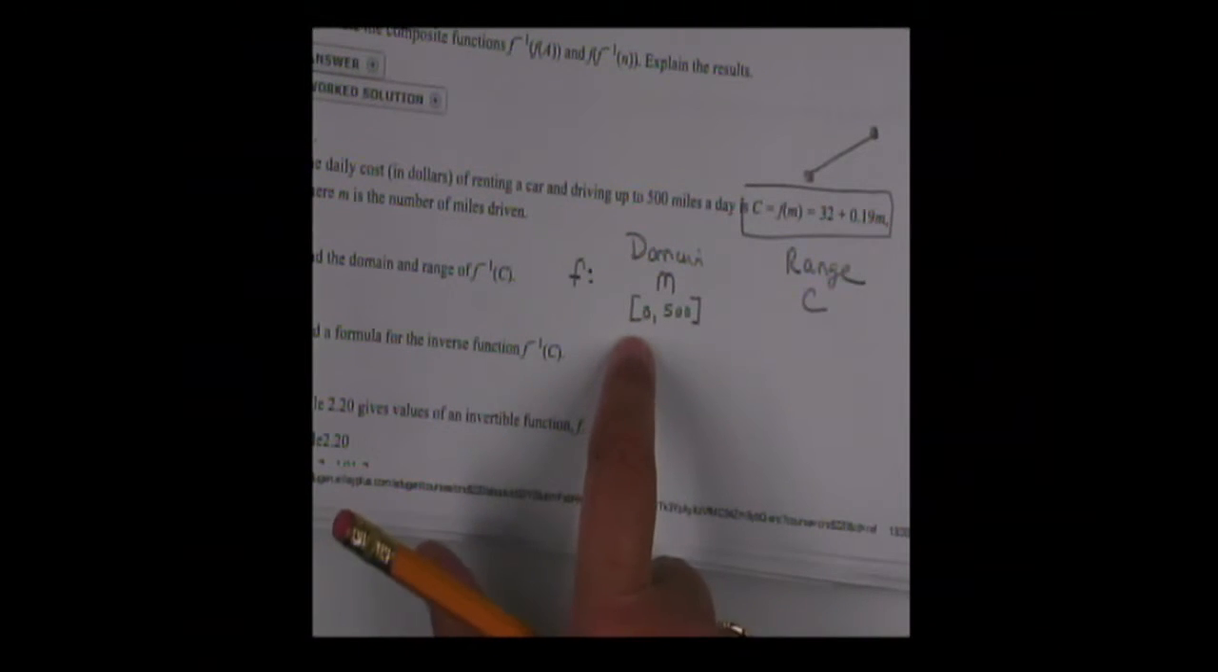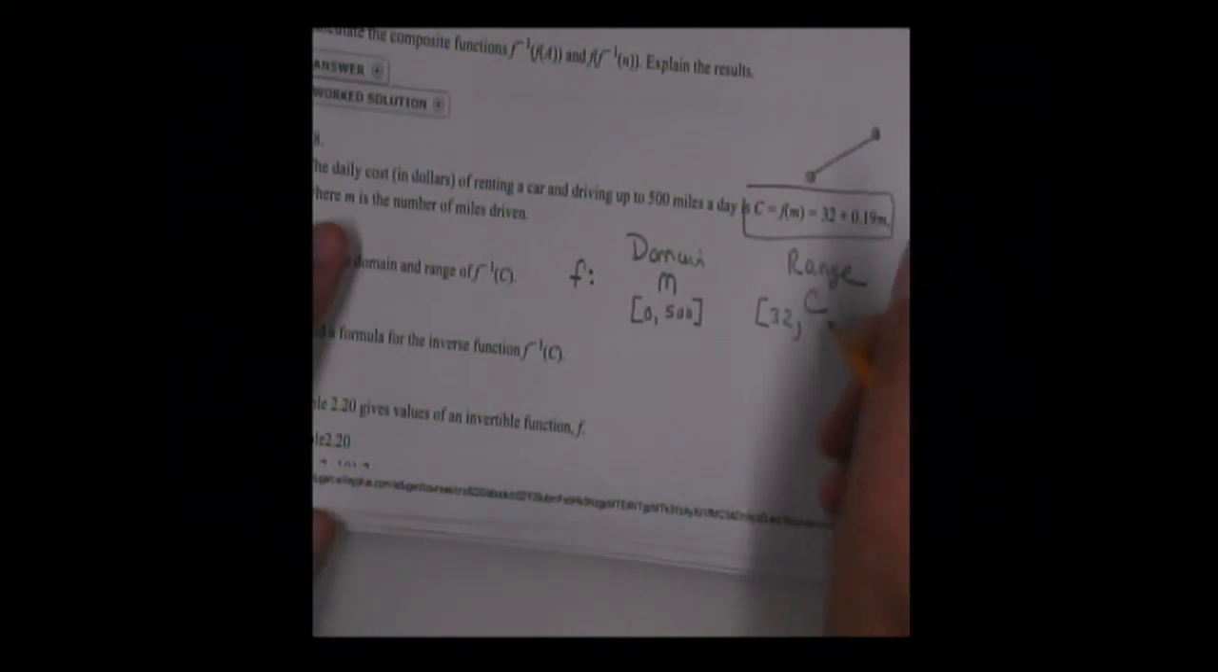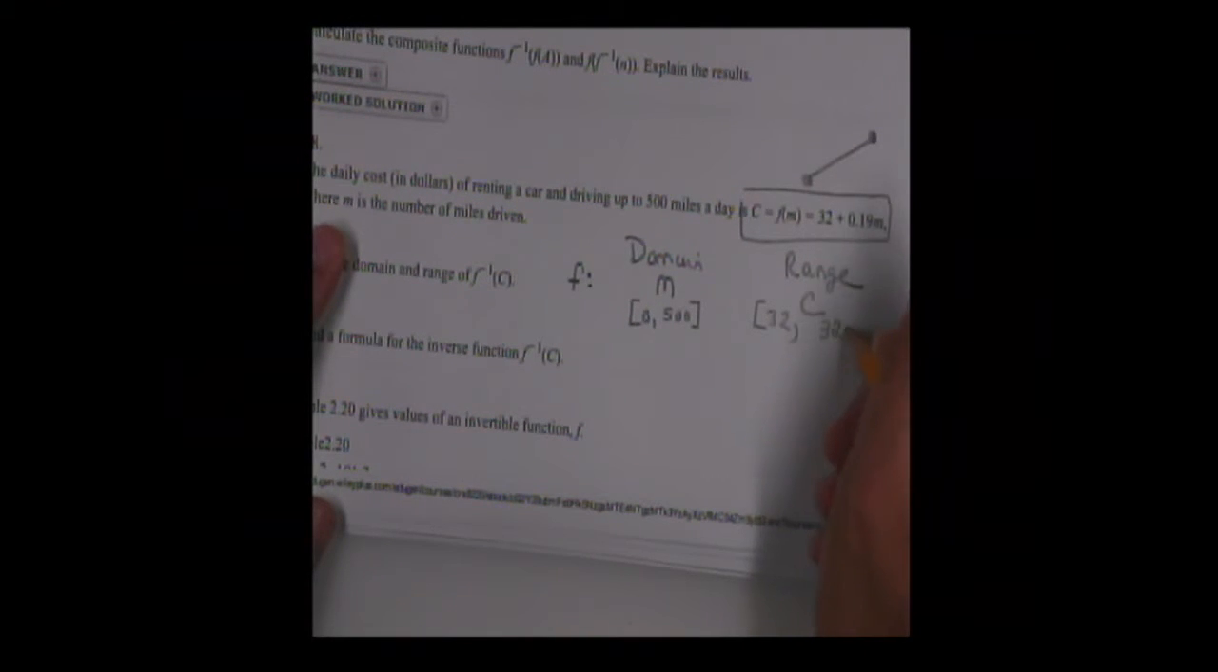So to get the range, the easy one is to do the 0. So if I put 0 in, what does that give me? 32. And then I'm going to cheat. To get the upper value, it's just going to be 32 plus 0.19 times 500. How's that for cheating? So that's for F.